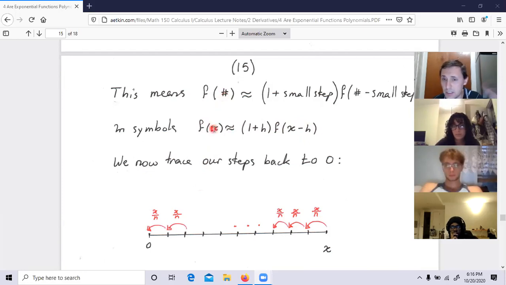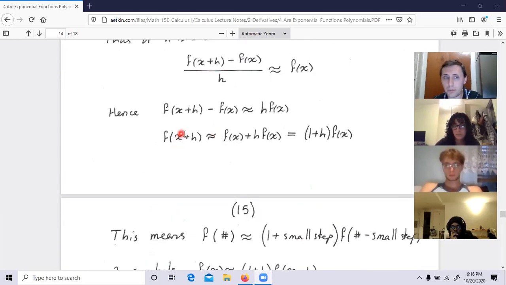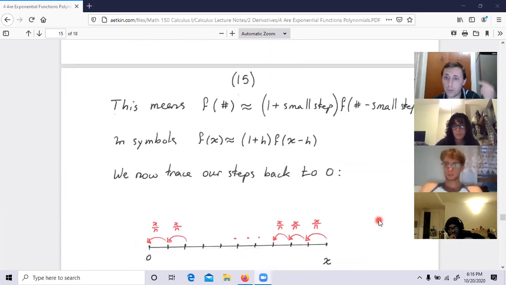X is just, what is it? It's just a number, right? What we obtain here, x plus h, is just a number. Here the meaning of x has switched. So I'm just saying this function satisfies this relationship: the function evaluated at a number is 1 plus a small step times the function evaluated at the number minus the small step. Just walk back, okay?